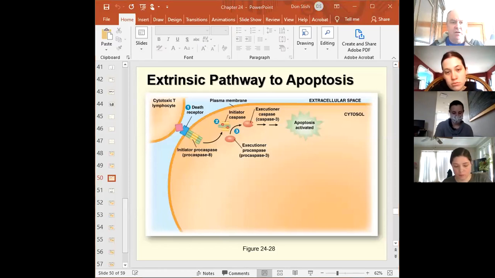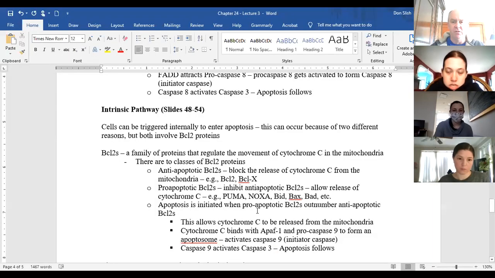And the intrinsic pathway is quite a bit more complicated. Let me bring up my notes again because I don't have a good slide on this. So this is where we get into BCL2s that I talked about earlier today. BCL2s are a set of proteins. The first one found was BCL2, so the whole class of proteins is called BCL2 because that was the first one.